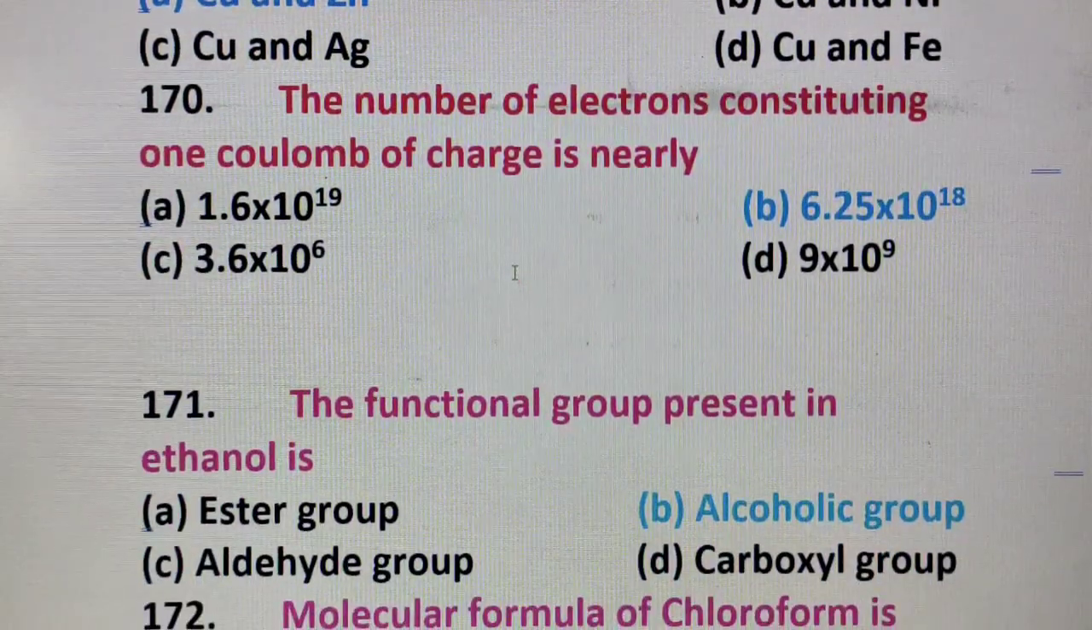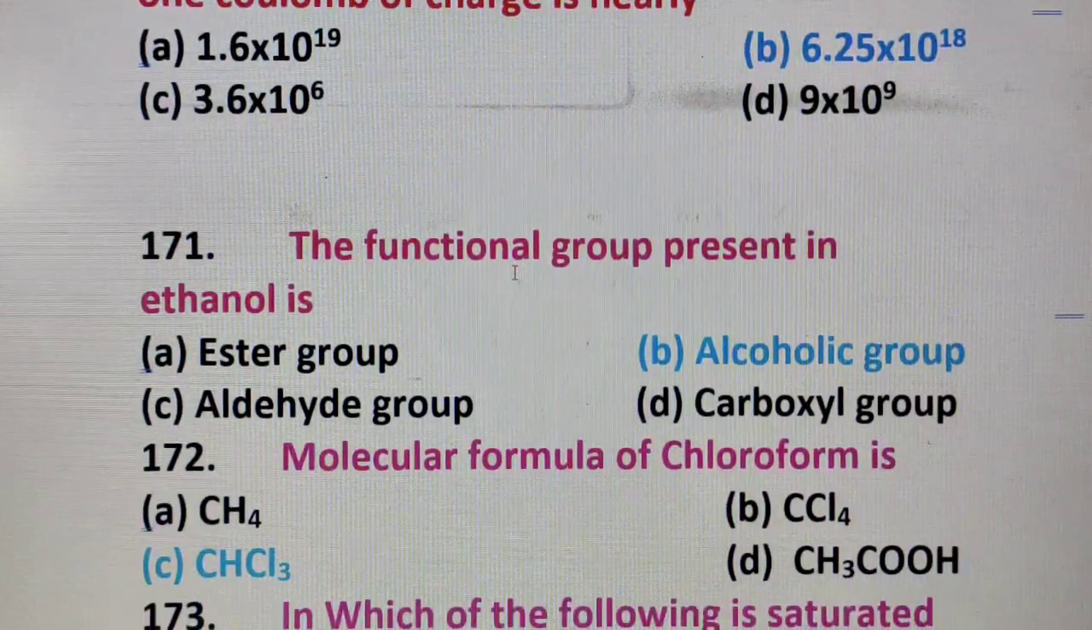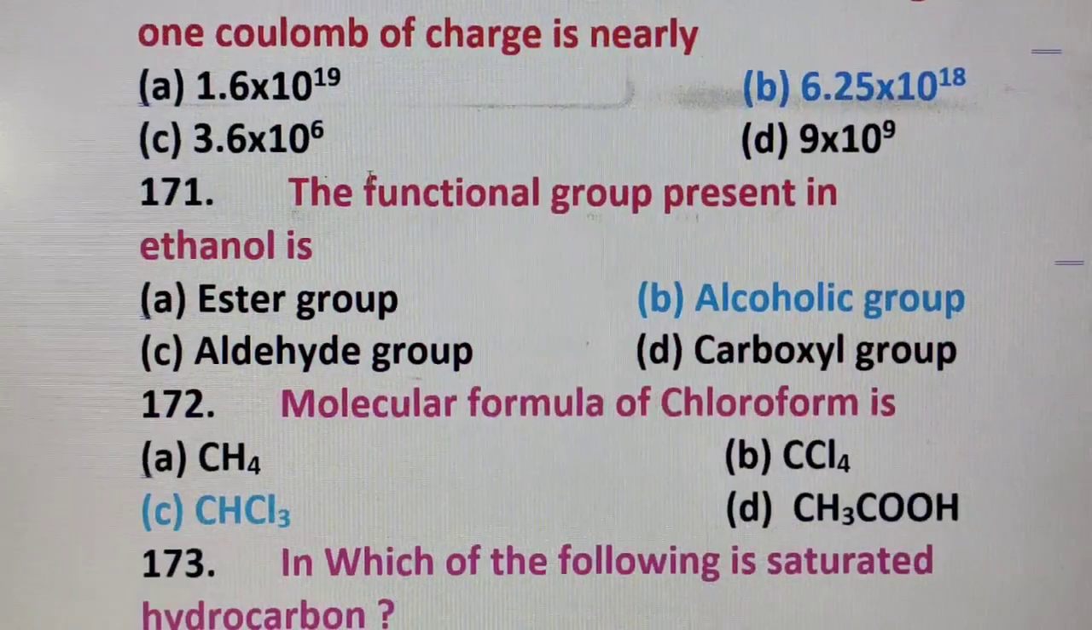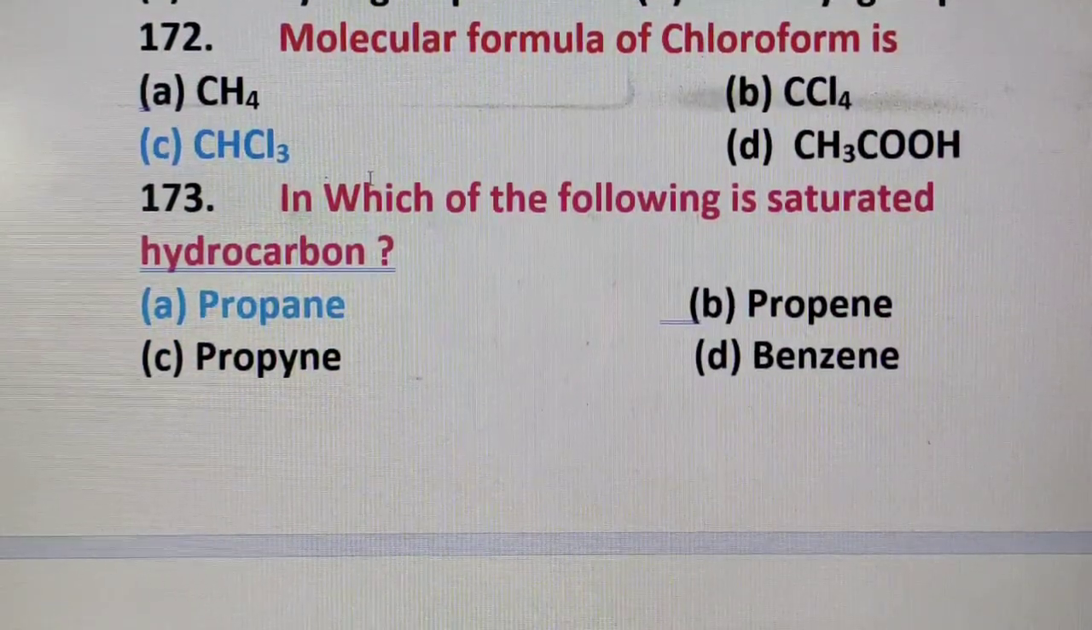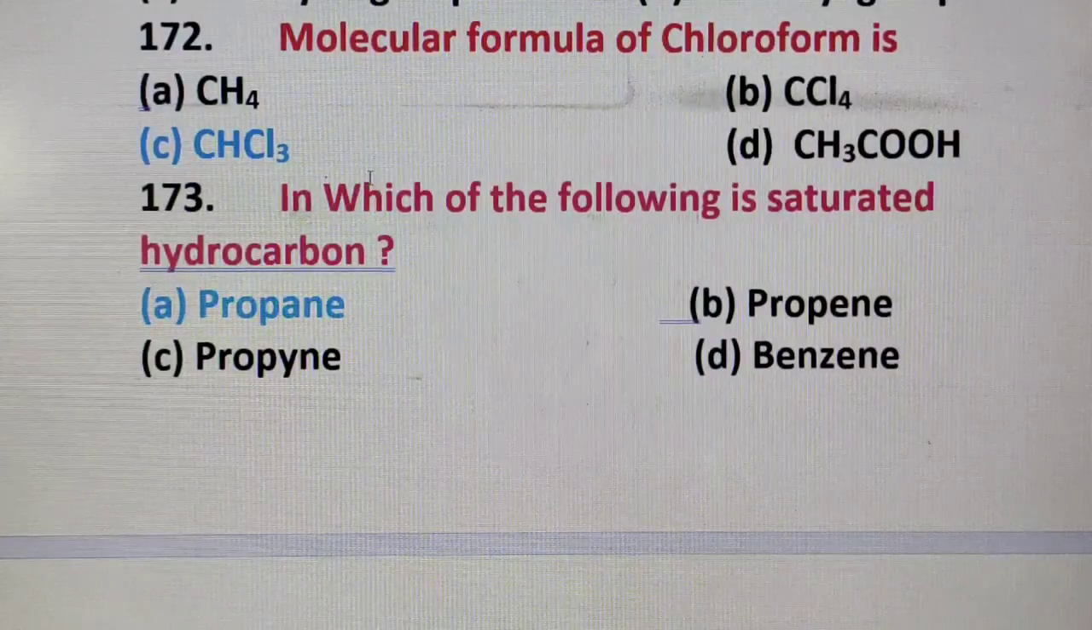The functional group present in ethanol. Ethanol is alcohol, alcoholic group. Molecular formula of chloroform is CHCl3. Which of the following is a saturated hydrocarbon? We know that alkanes are saturated, that is propane.